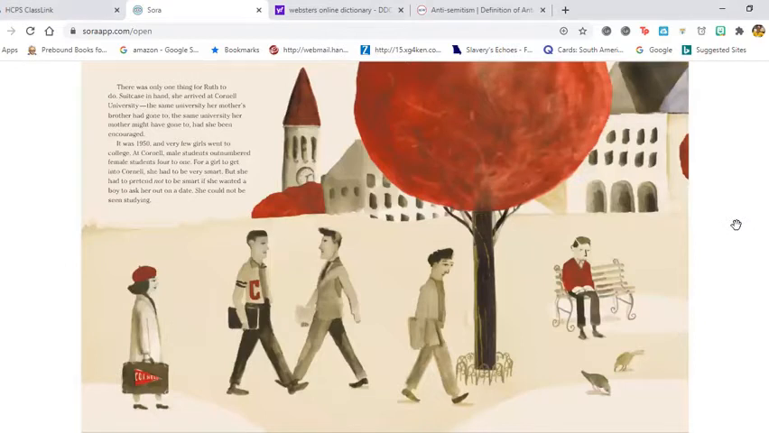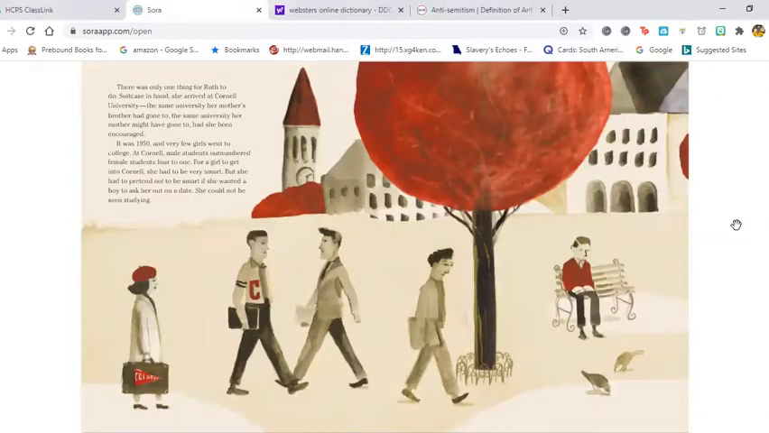There was only one thing for Ruth to do. Suitcase in hand, she arrived at Cornell University, the same university her mother's brother had gone to, the same university her mother might have gone to had she been encouraged. It was 1950, and very few girls went to college. At Cornell, male students outnumbered female students 4 to 1.